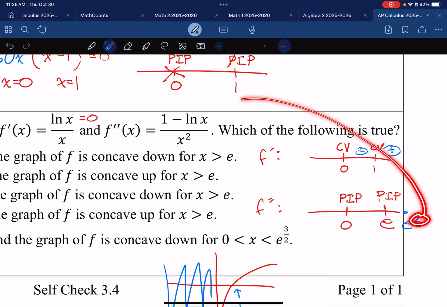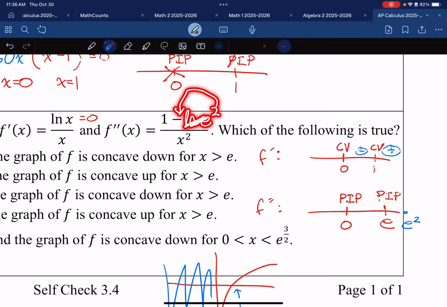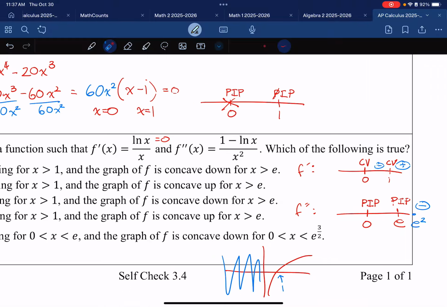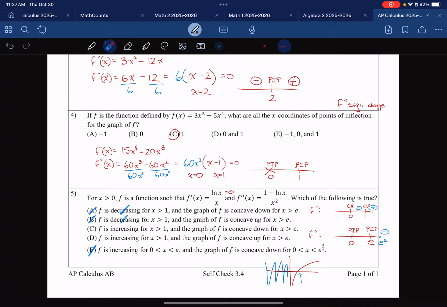So plugging in e squared, I'm going to get the natural log of e squared. The 2 is going to come down in front, and the natural log of e is going to cancel out, meaning this whole thing is just 2. And 1 minus 2 is negative, therefore this entire interval over here is negative. We want to say that for x greater than e it's concave down because we have a negative value. The correct answer here is C.